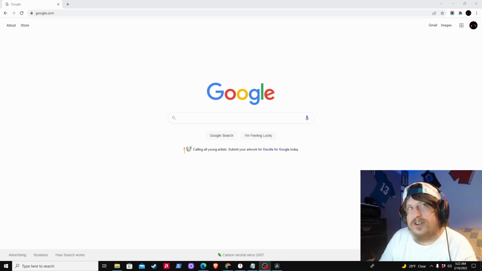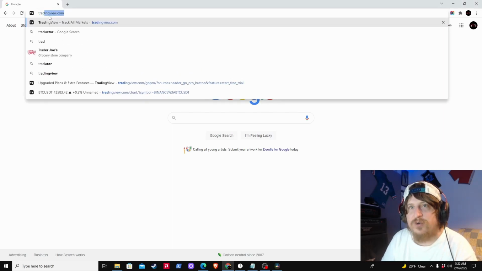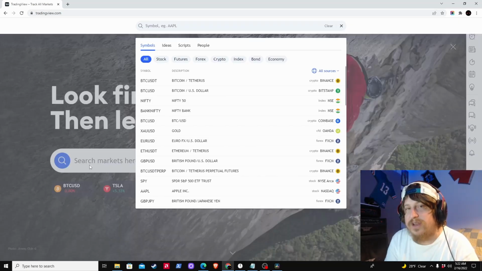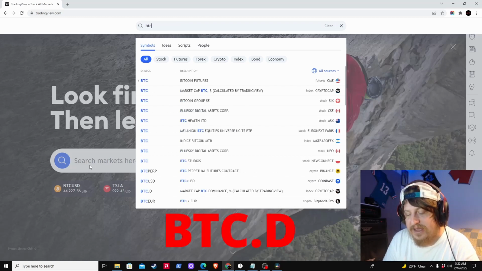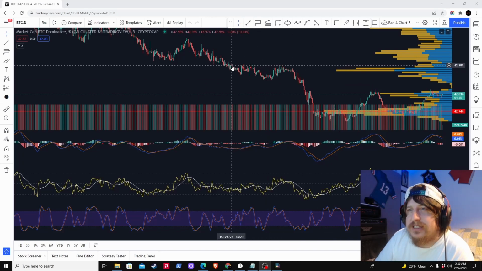To help you understand Bitcoin dominance just a little bit clearer, we're going to start by going to our browser, and we're going to go ahead and go to TradingView.com. And then here where it says search markets, we're going to go to the Bitcoin dominance chart, which can be found by typing in BTC D and then hit enter.